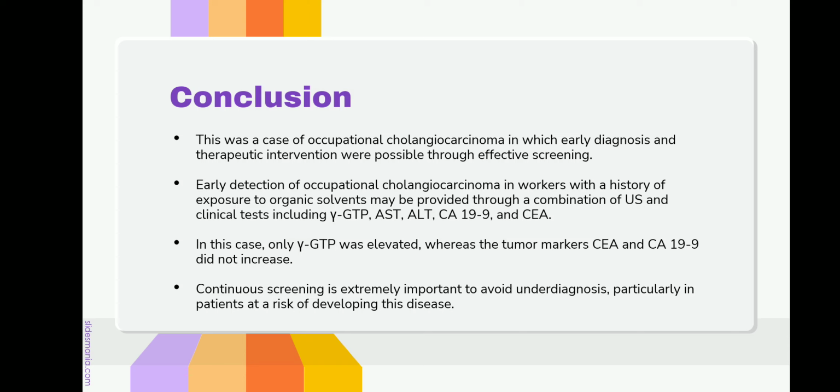Early detection of occupational cholangiocarcinoma in workers with a history of exposure to organic solvents may be provided through a combination of ultrasound and clinical tests, including gamma GTP, AST, ALT, CA19-9, and CEA. In this case, only gamma GTP was elevated, whereas the tumor markers CEA and CA19-9 did not increase. Continuous screening is extremely important to avoid underdiagnosis, particularly in patients at risk of developing this disease.